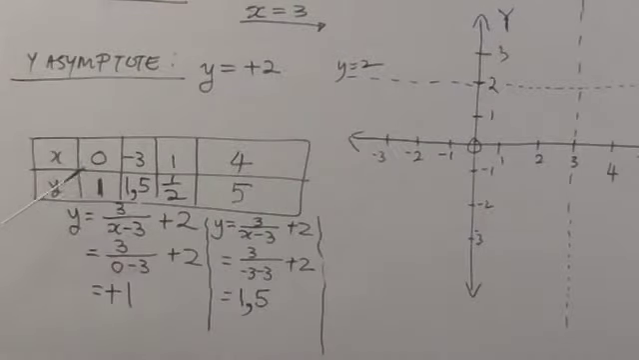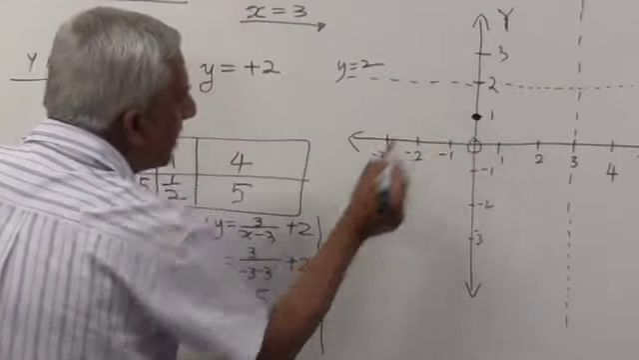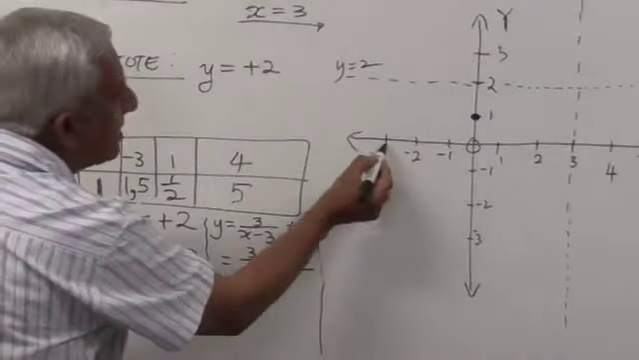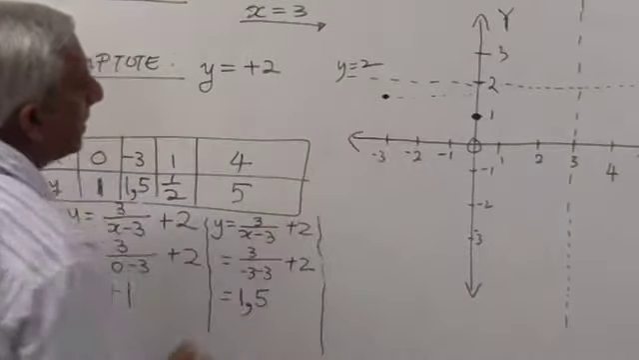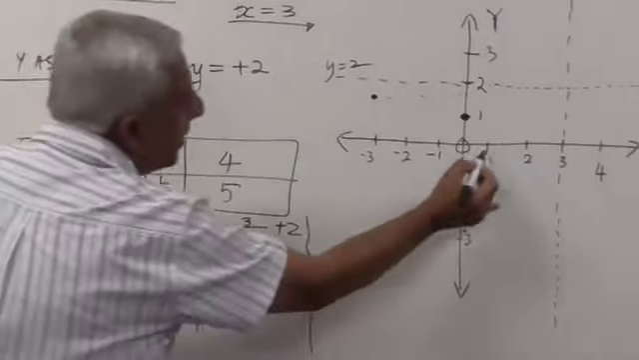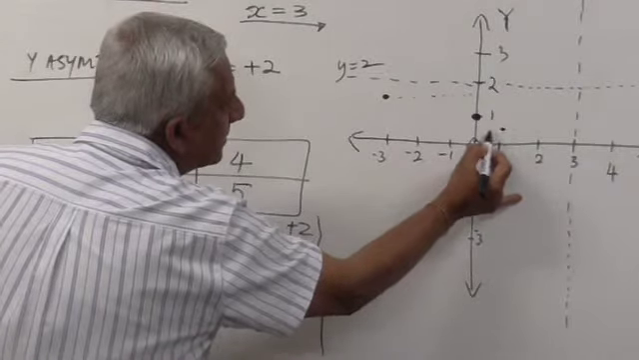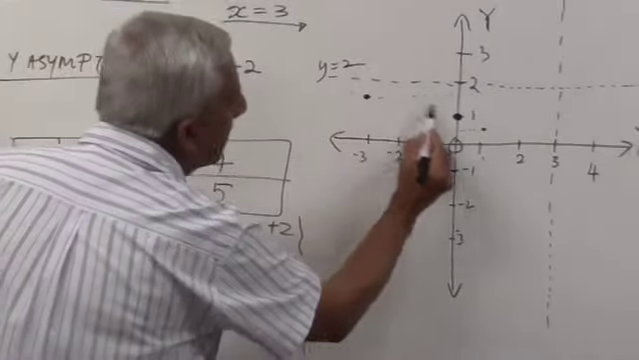Okay, you got 0, 1. So when x is 0, y is 1. So now you'll see that you actually got a y-intercept here. When it's minus 3, it's 1,5. So 1,5 is somewhere there. Right. When it's 1, it is half. Half is somewhere here. Right? Now you can see the graph is going this way, right?